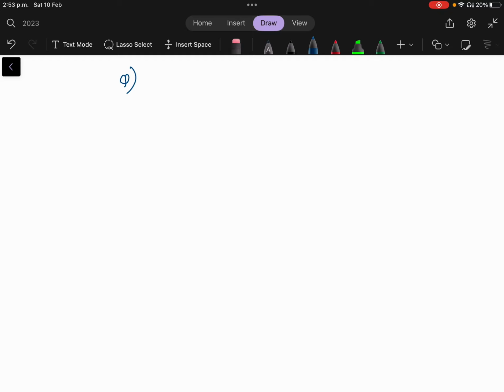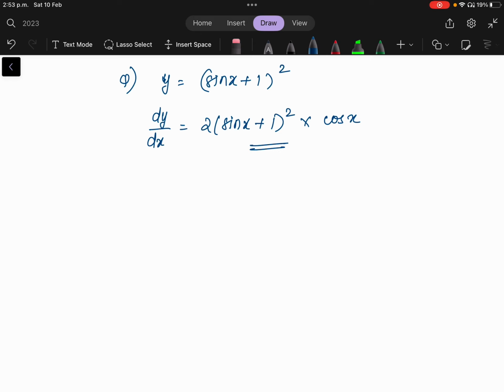Okay, another question, sin x plus 1 the whole squared, dy over dx is equal to 2 times sin x plus 1 the whole squared times differentiation of sin x is cos x. Okay, so this is dy by dx.